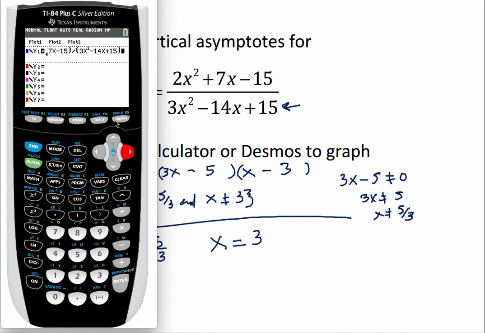Okay, so now that I got that input correctly, it's looking more like the graph I was expecting. Okay, so notice we have two vertical asymptotes. We want to have one here at 5/3. We have another one here at 3. Kind of a cool, groovy looking graph. We'll talk more about the behavior of those graphs in a bit. The main thing right now, we want to see the vertical asymptotes.